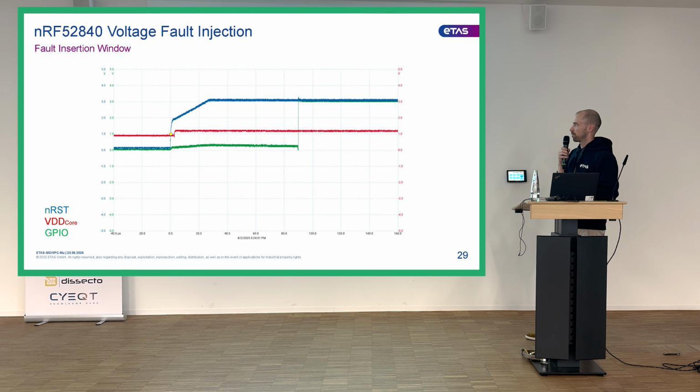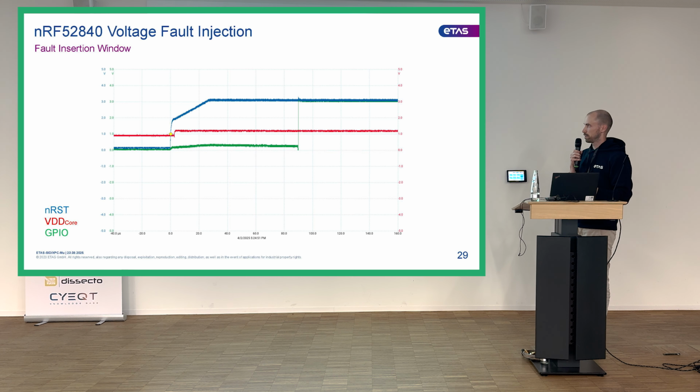And then in green, we have a GPIO pin. And here at approximately 90 microseconds, we see that it goes high. And this is the first thing that the firmware that I flashed onto the device does. So the first thing that it does is it pulls this GPIO pin high. So we know that in these 90 microseconds, it boots up the chip.